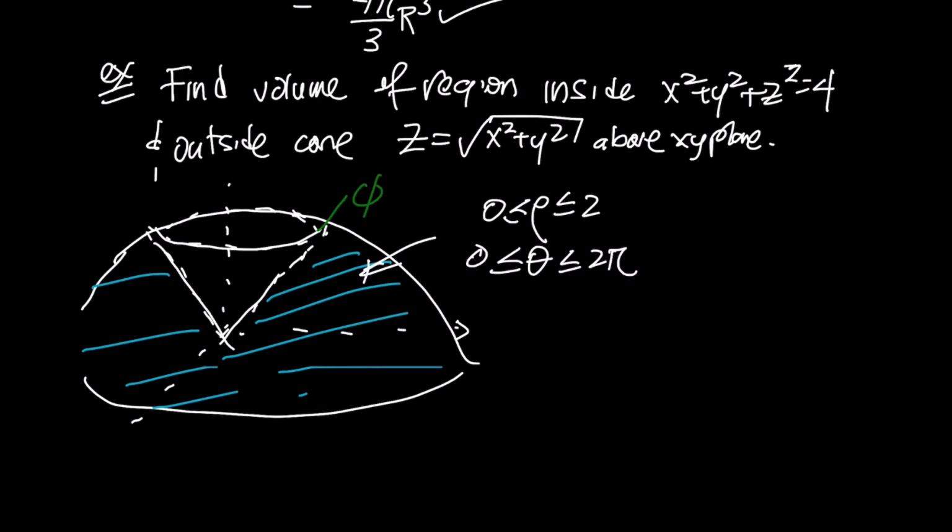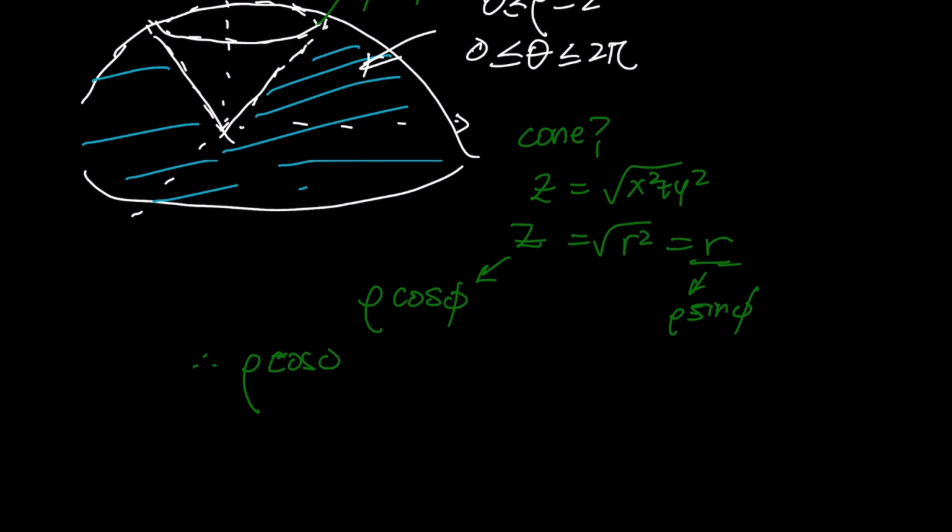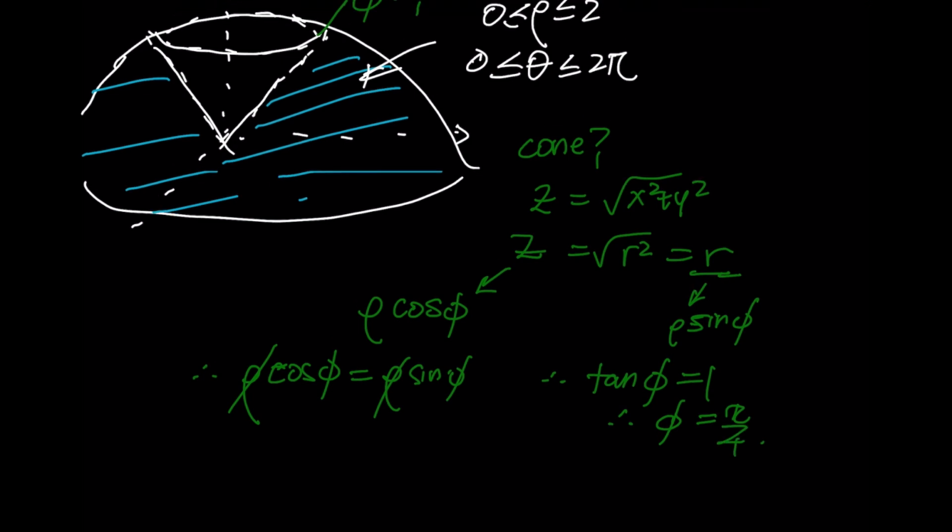We need to know what this phi value is that will generate the boundary of the cone. Another way to simplify this is to remember that the cone can be written like this. This is another way of writing this cylindrical r. From earlier, z is rho cosine of phi and r is rho sine of phi. That means we can set them equal to each other. Rho cos phi equals rho sine phi. The rhos will cancel. This will give us tangent phi equals 1. In our case, this means that phi has to be pi over 4.